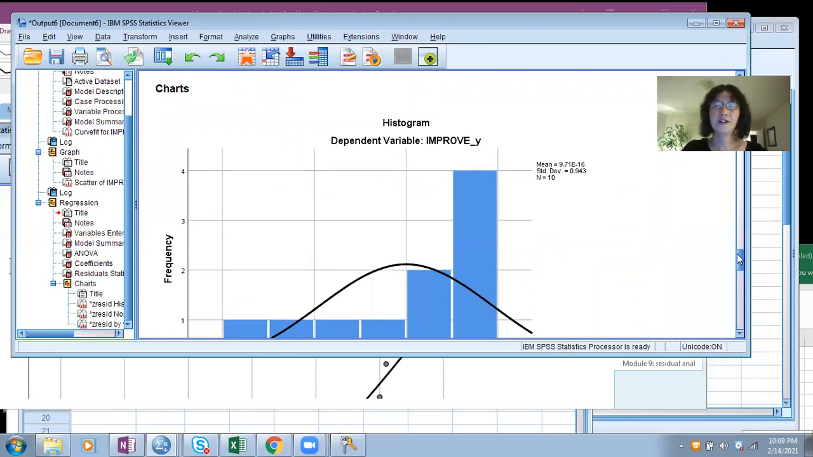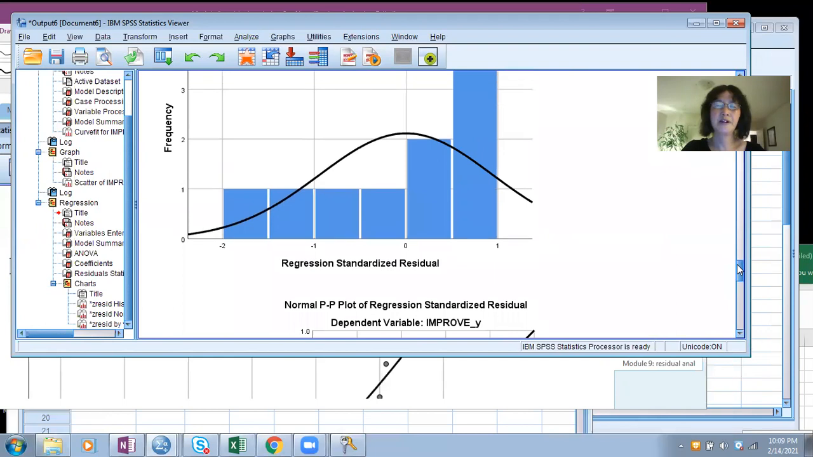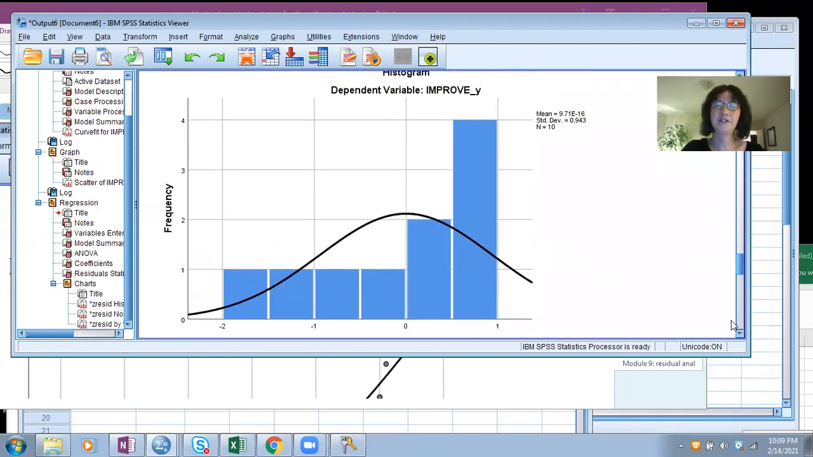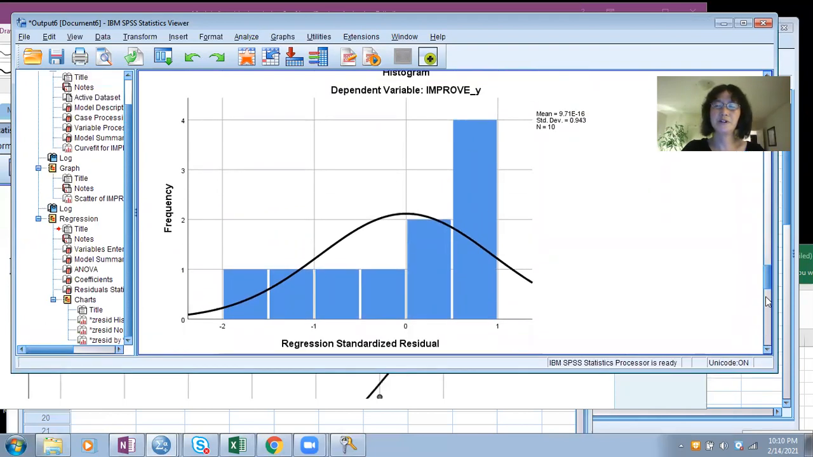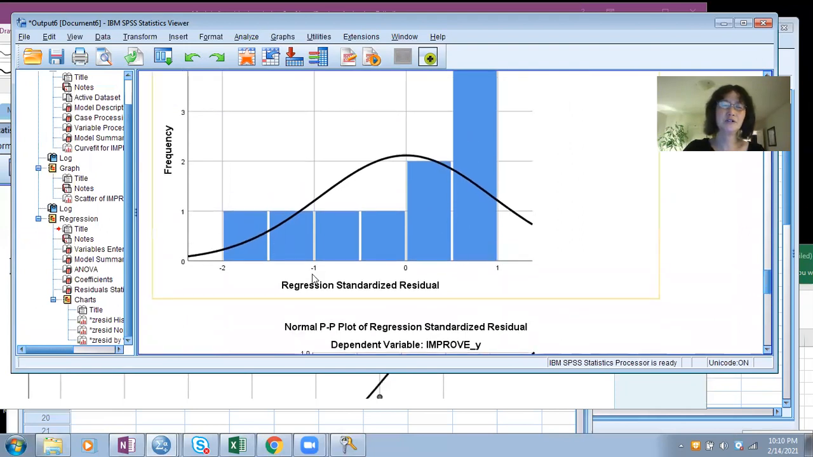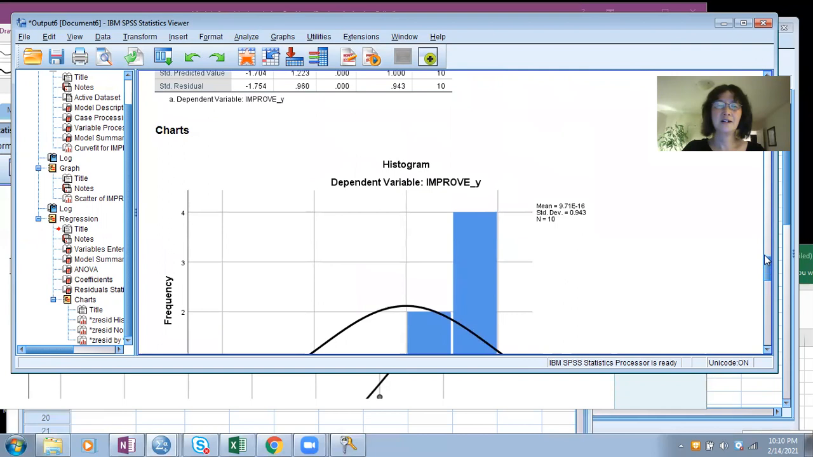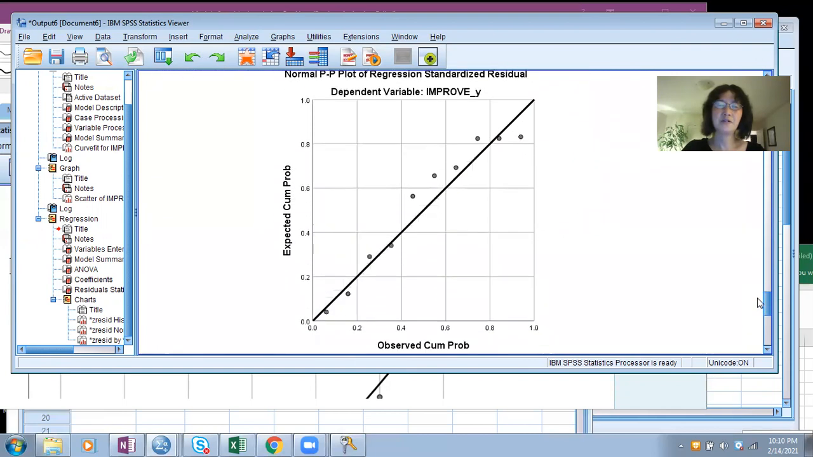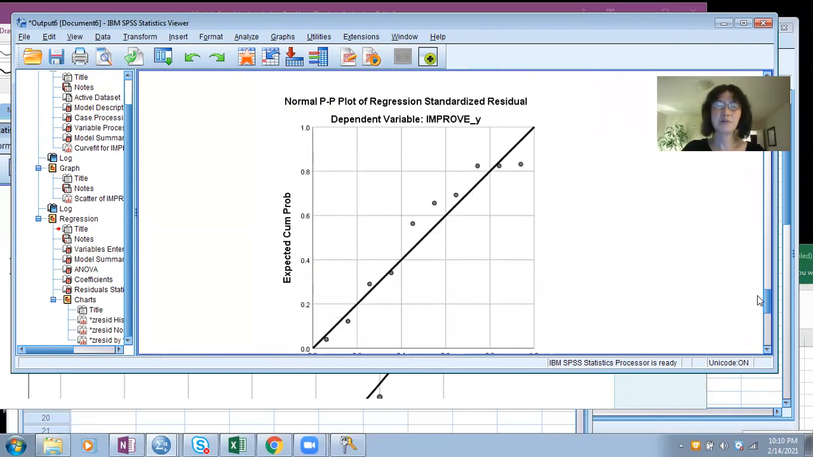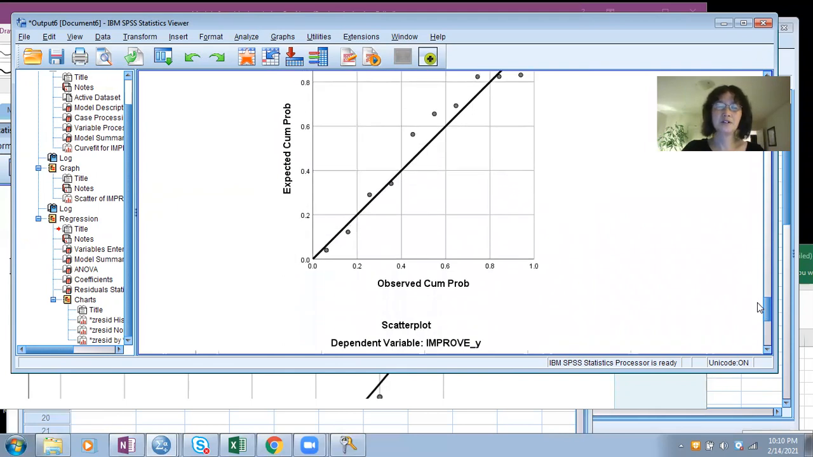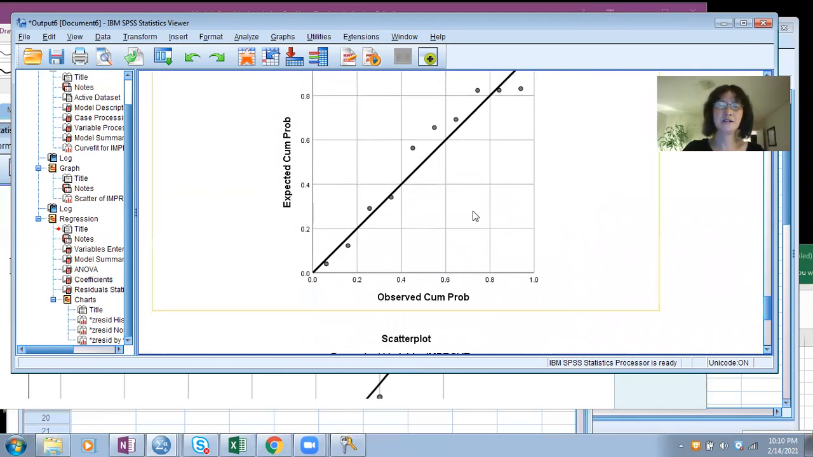So this is the histogram. Obviously this is not normally distributed. It is skewed to the left. And over here we have a normal probability plot. This one looks okay. The normal probability plot is close to the straight line.